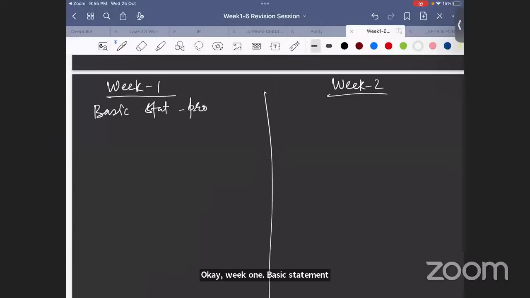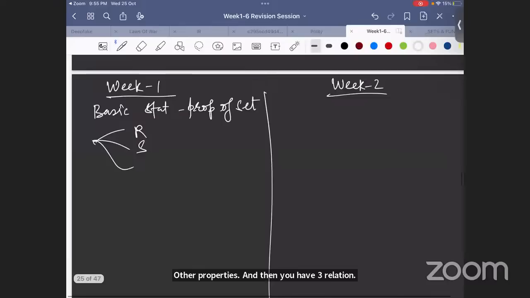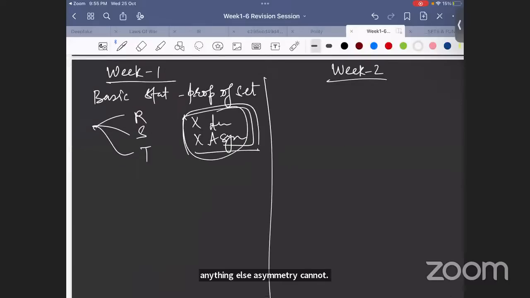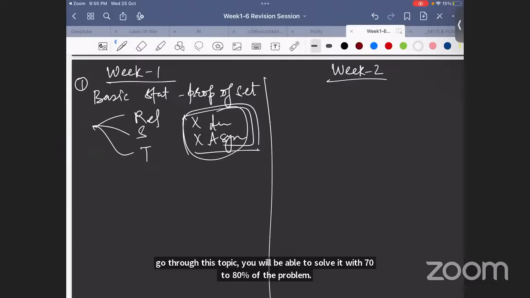of the properties of sets, and then you have 3 relations: reflexive, symmetric, and transitive. No need to study anti-symmetric or asymmetric and all. Do not get confused with all these things. I'm explicitly telling you, these are the important ones. If you are able to go through these topics, you will be able to solve 70 to 80% of the problems.